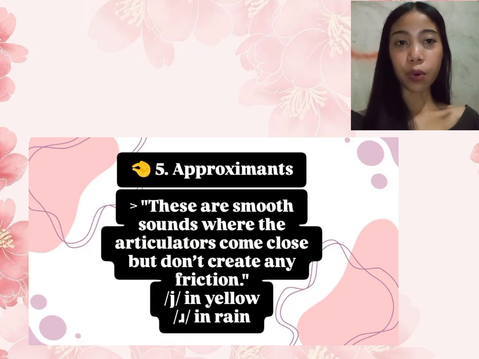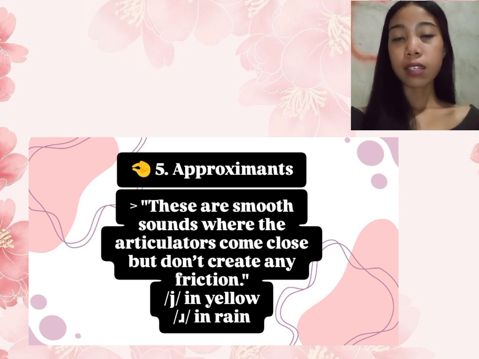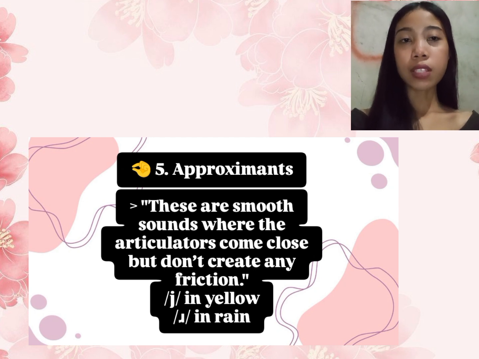So last is the approximant. These are smooth sounds where the articulators come close but don't create any friction. For example, r, rain, and yeah, yellow. So that's the approximant. So that's all.